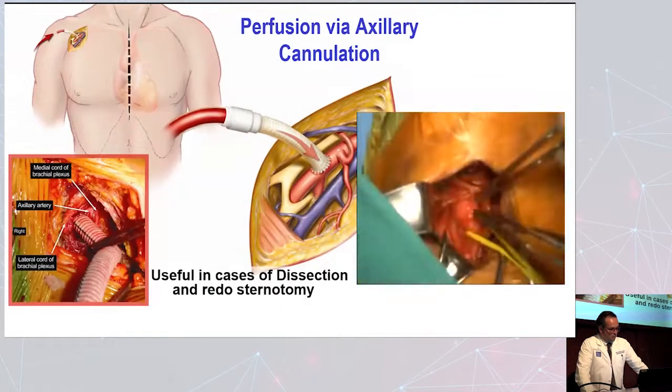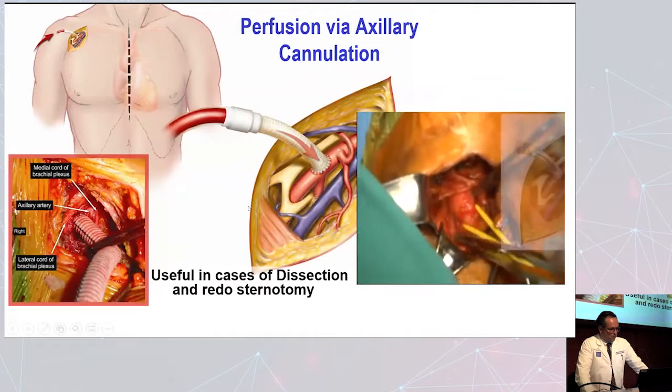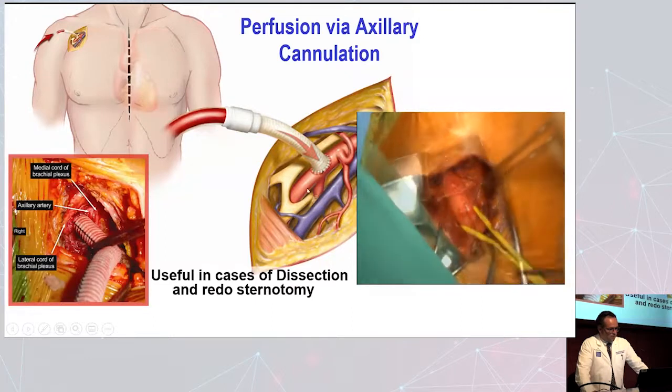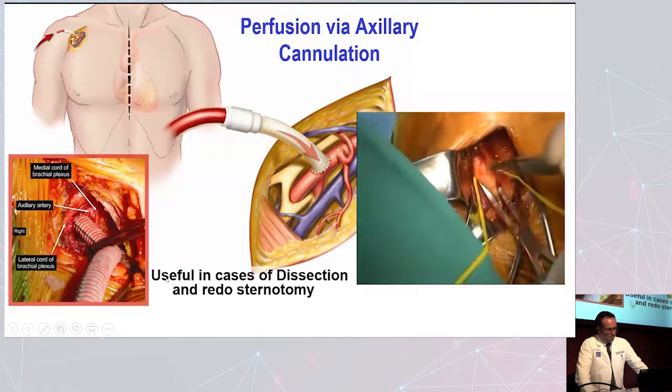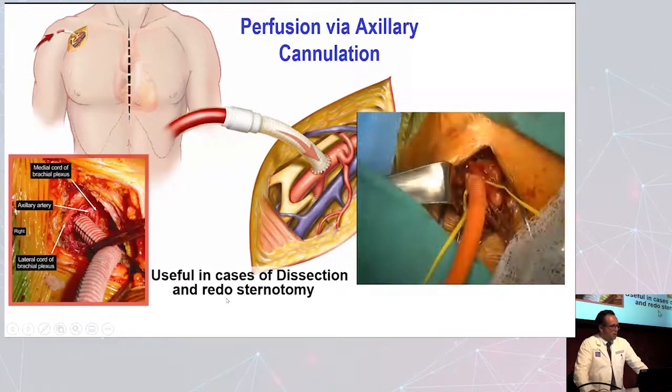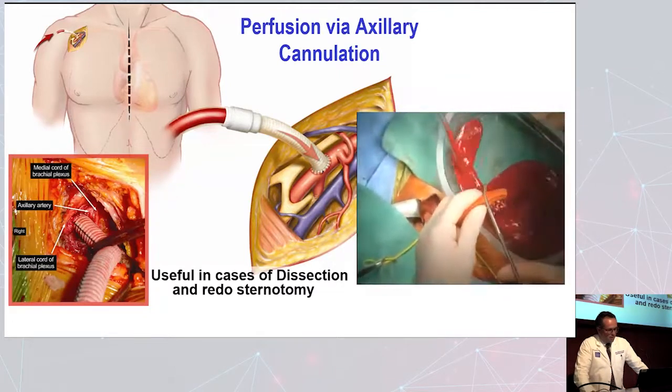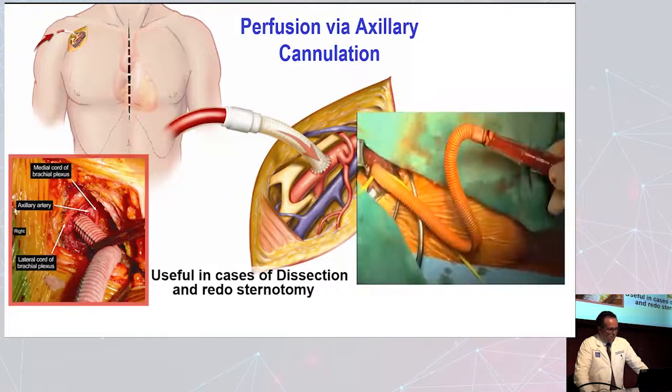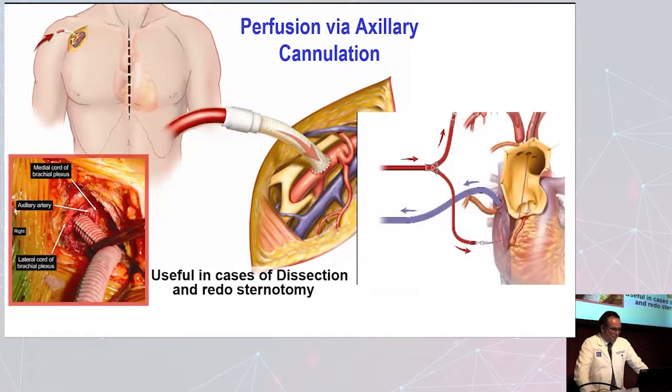So this is what we see. As you can see, it's full of structures. The brachial plexus is right here, so you have to be careful to respect that, because you can have some neurovascular complications, meaning the patient can have some problems with the strength in the hand and so on.